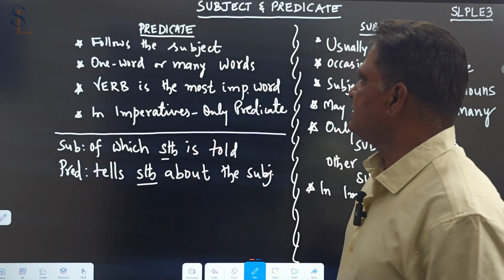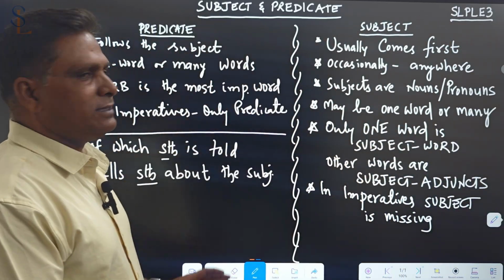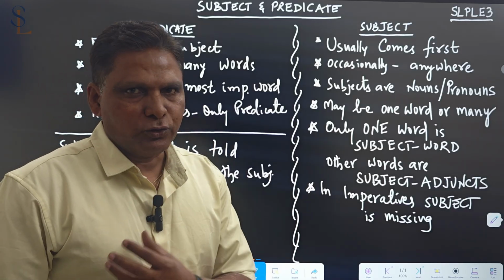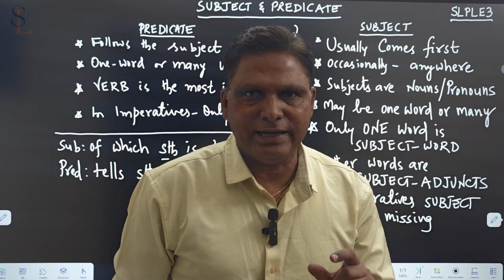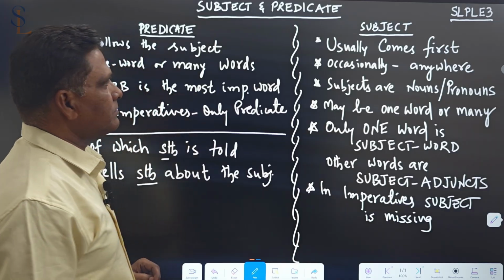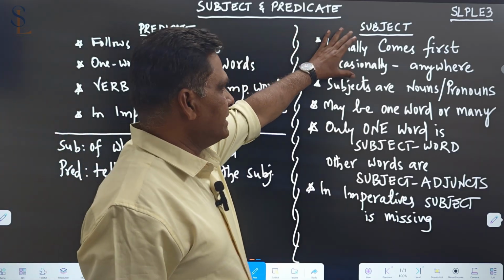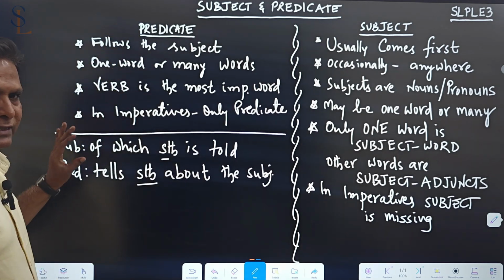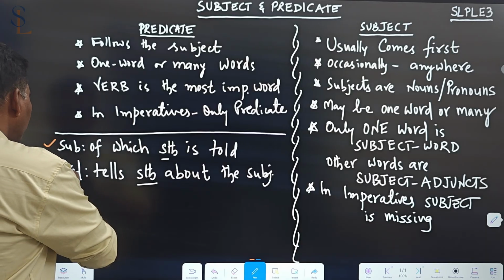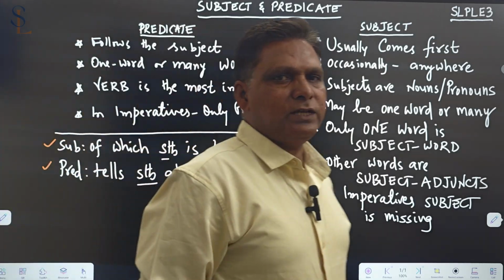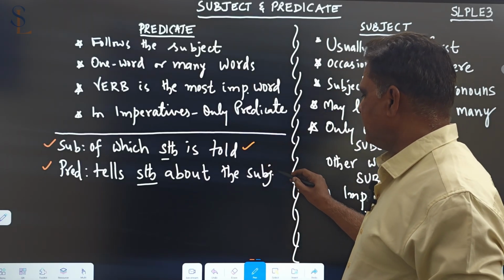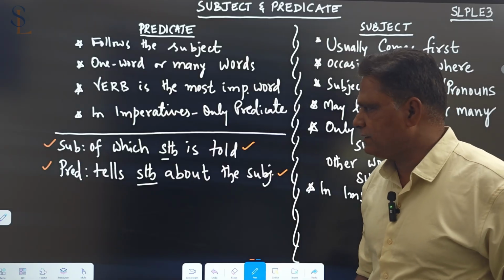Now let us come back to this subject and predicate, SLPLE3 class, and this is part of sentence foundations. We are going to discuss so many topics under the major heading called sentence foundations, and this is the third class in that series. Now I have written here subject on one side, predicate on the other side, and on the bottom left side of this board you have two definitions: subject definition and predicate definition. They look to be simple, no doubt about that, and they are simple indeed.